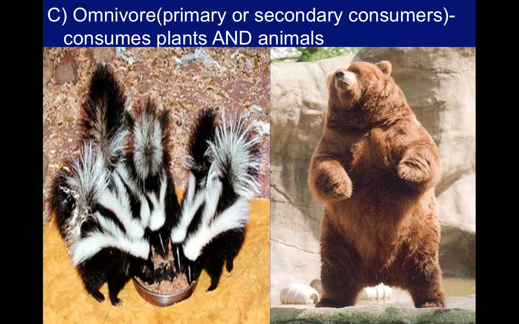All right, then we have omnivores, which could be primary or secondary consumers because they consume plants and animals. So skunks here, they're eating seeds and stuff, but they could also eat worms and bugs and maybe lizards or frogs or something. And then here we have a big giant bear, and obviously they're big time carnivores, but they might eat other things like berries, maybe even mushrooms and other stuff.